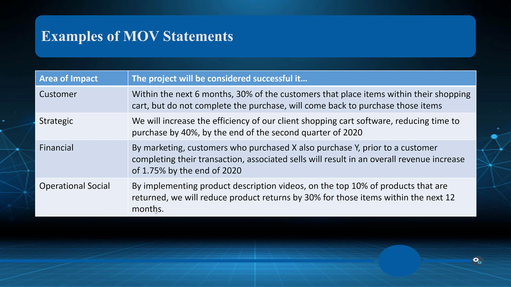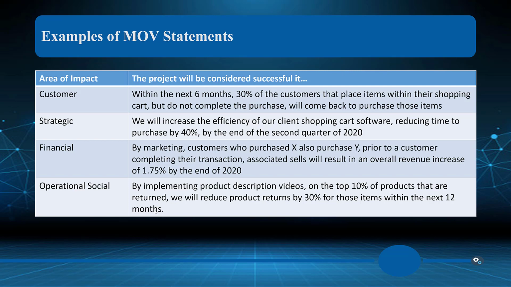So examples of MOV statements. It depends on what the impact is. So here's some examples that I've come up with. I don't need to read these to you, so what I would encourage you to do is go ahead and pause this slide. Okay, I will just give an example. So let's look at the operational or social. By implementing product description videos on the top 10% of products that are returned, we will reduce product returns by 30% for those items within 12 months.